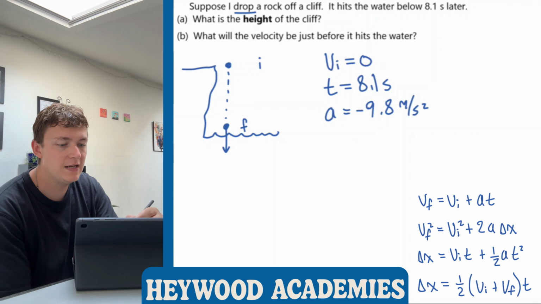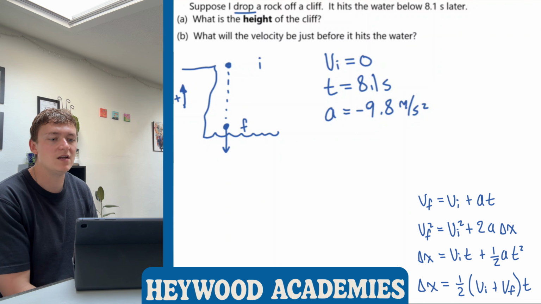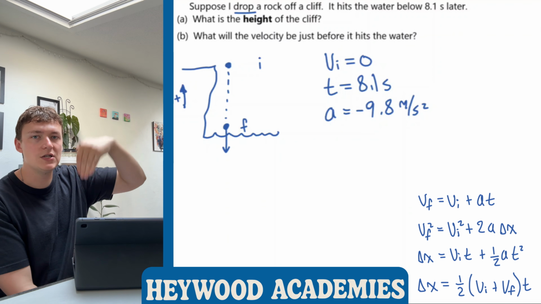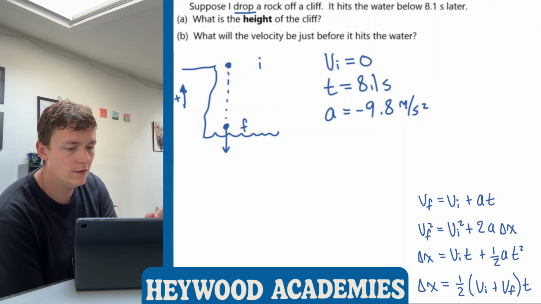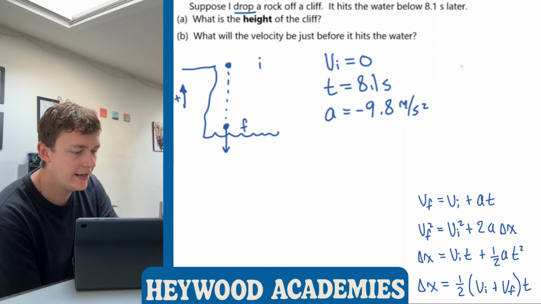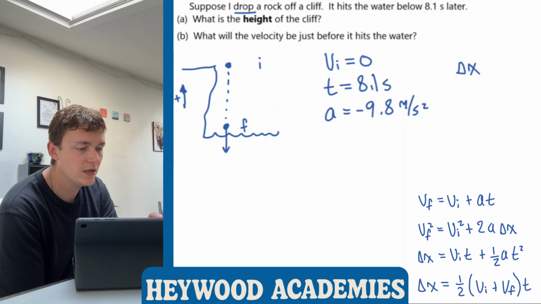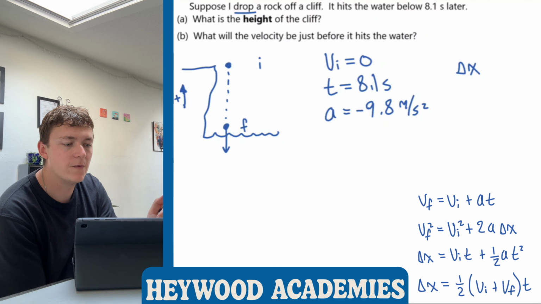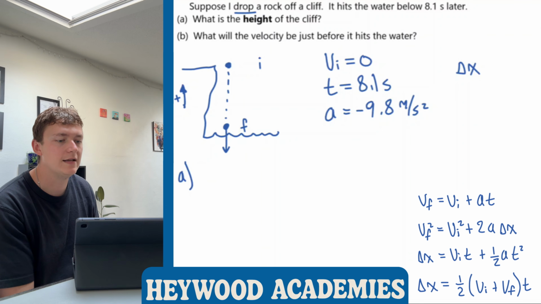We're putting negative in here because we're assuming that anything in the positive direction is going up, and our acceleration is going down, so it should be negative. What they asked us to solve for is the height of the cliff, so that's our delta x that we're looking for. Then we're also looking for the velocity just before it hits the water, but if we start with part A, we can solve for delta x.